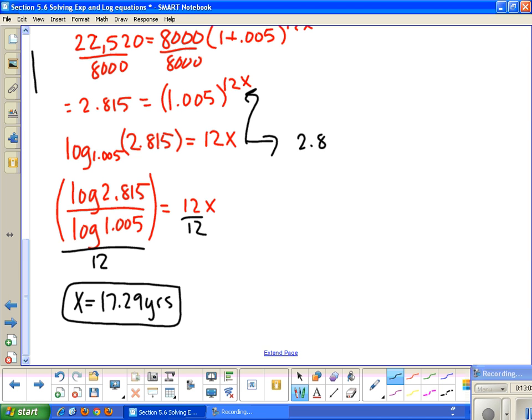So for this one I have 2.815 equals 1.005 to the 12x. Since they're not the same bases, I can just go ahead and take the log of both sides because that doesn't change your equation.